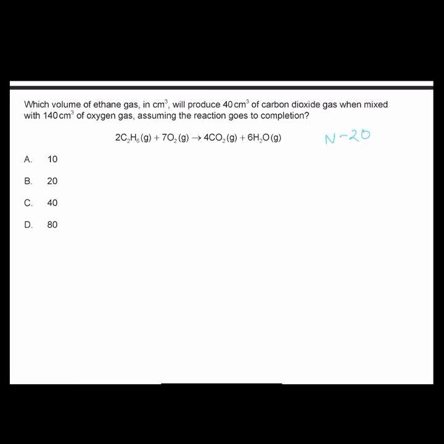Now moving on to the next question. This is from the November 20 paper. The question says, which volume of ethane gas will produce 40 centimeter cube of carbon monoxide gas when mixed with 140 centimeter cube of oxygen?